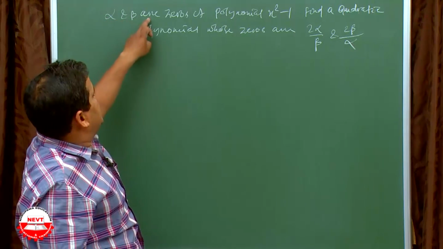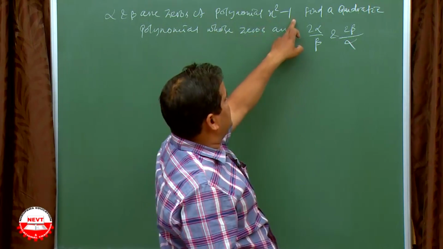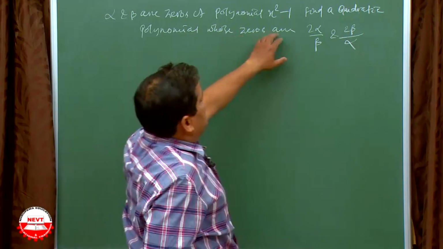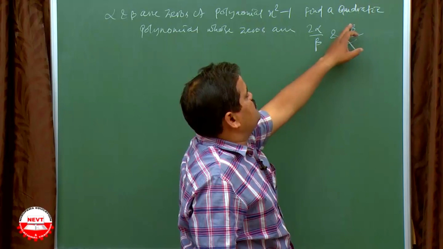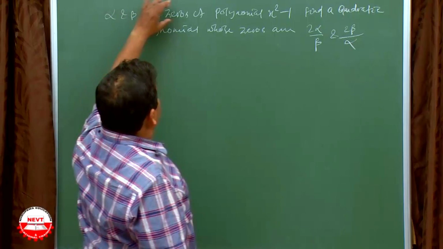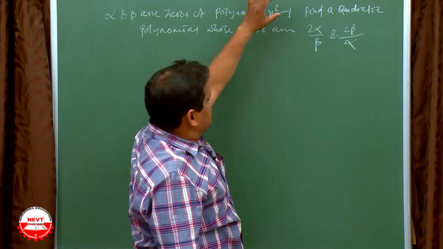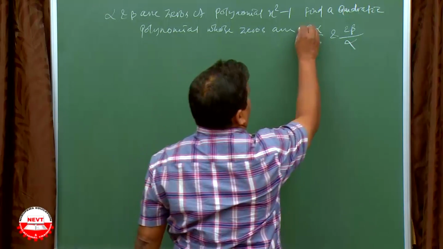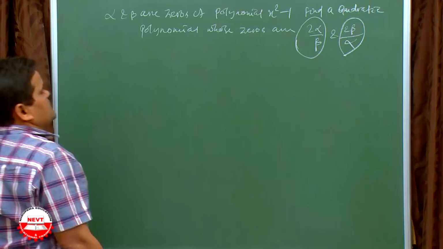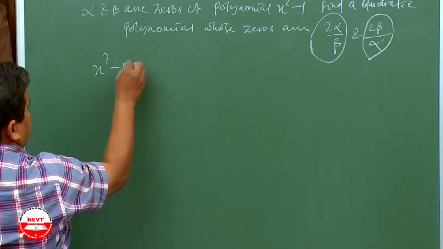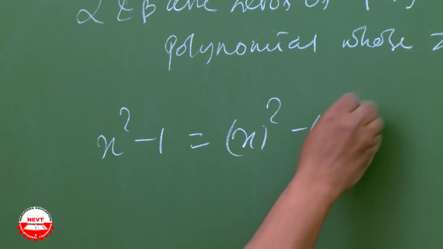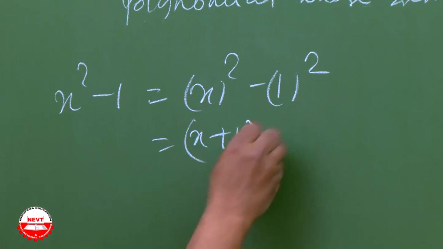Come to the next question. If alpha, beta are zeros of the polynomial x square minus 1, then find a quadratic polynomial whose zeros are 2 alpha by beta and 2 beta by alpha. Okay? So alpha, beta are zeros of this quadratic polynomial. Then you have to find another quadratic polynomial whose one zero is this much, another zero is this much. So from the first equation, x square minus 1 is equal to x square minus 1 square, means x plus 1 into x minus 1.